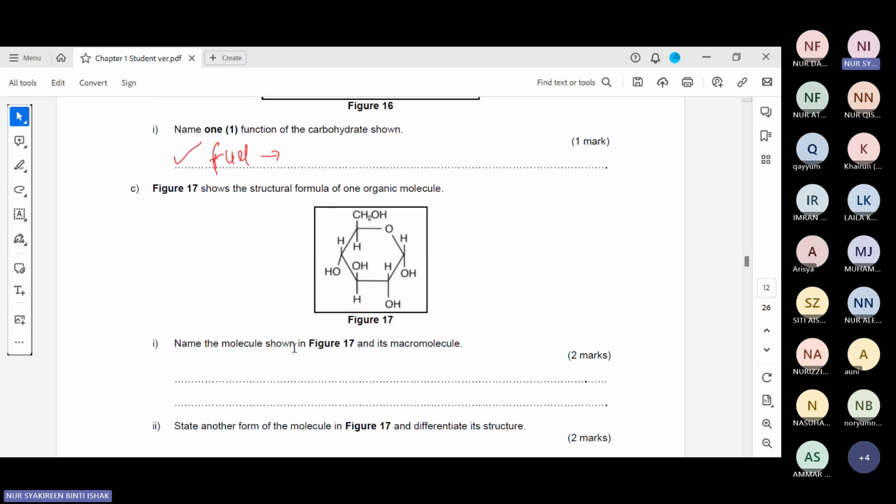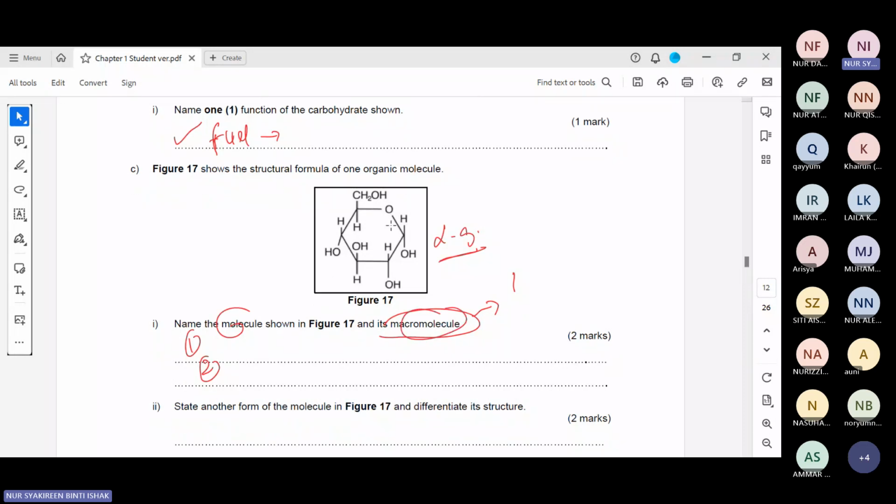Okay, so next question, figure 17 shows the structural formula of one organic molecule. In this case, it gives you the structure of alpha glucose jugalah, kan? So name the molecule and its macromolecule. Name the molecule. Satu markah alpha glucose. Markah yang kedua, macromolecule dia apa? Apa karbohidrat yang monomer dia alpha glucose? Kita boleh ada starch, glycogen, carbohydrate even boleh. Macromolecule obviously carbohydrate, starch, glycogen is also accepted.